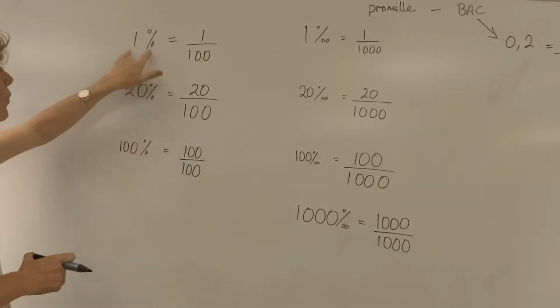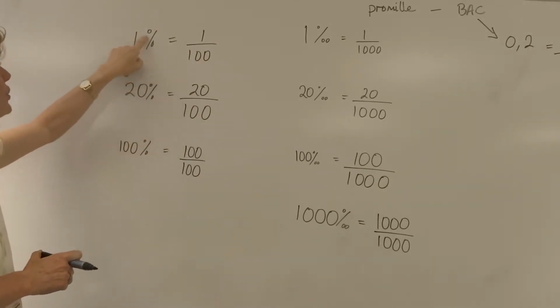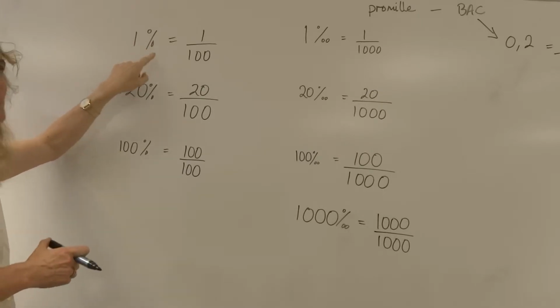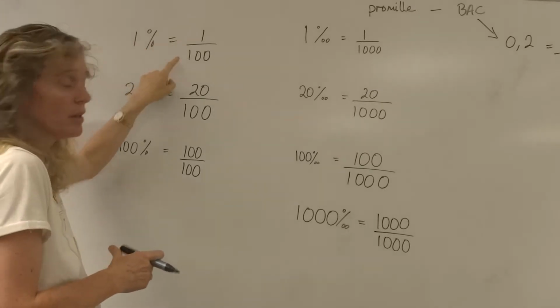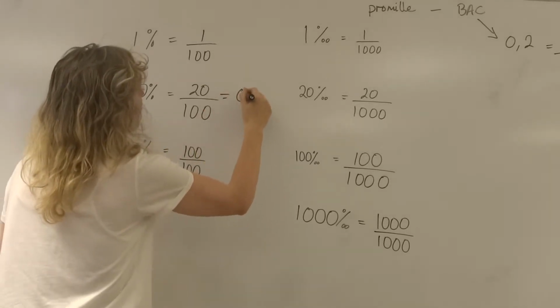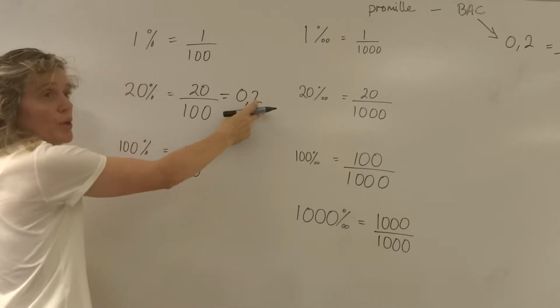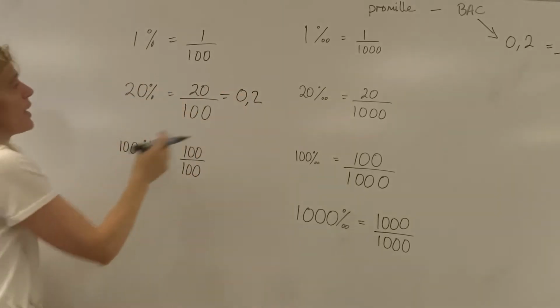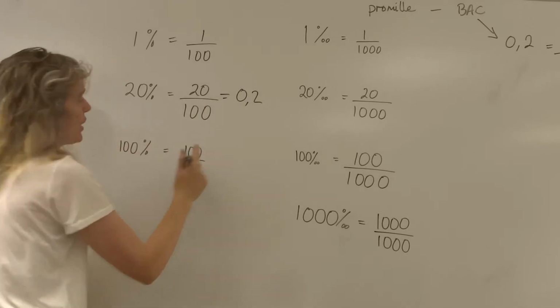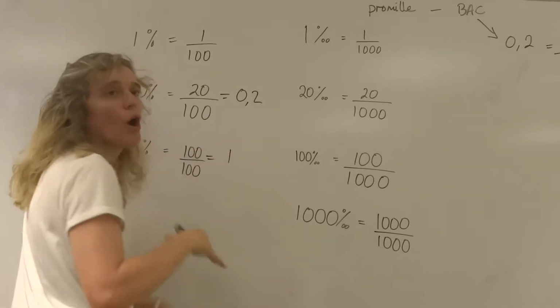We know that when we see a percentage sign with just a 0, a dash and a 0, that means 1%. And that means 1 part out of 100. 20% means 20 parts out of 100, which would be the equivalent to the decimal 0.2. So 20% of something means 0.2 of something. 100% is 100 out of 100, which means 1, the whole of it.